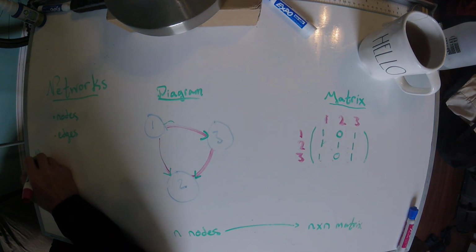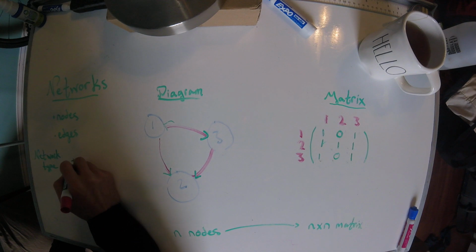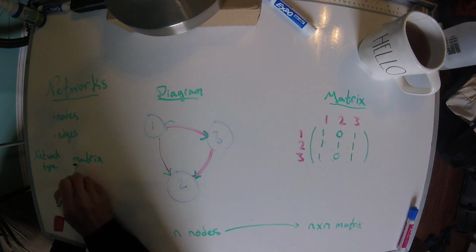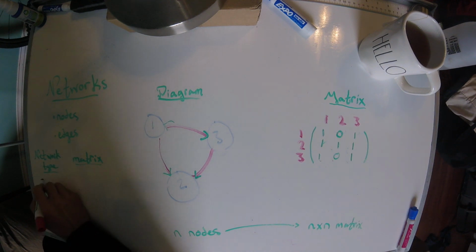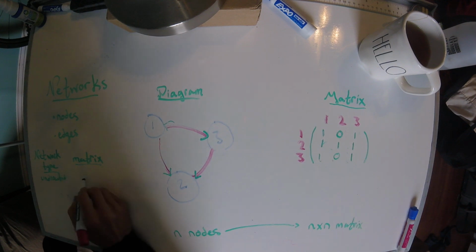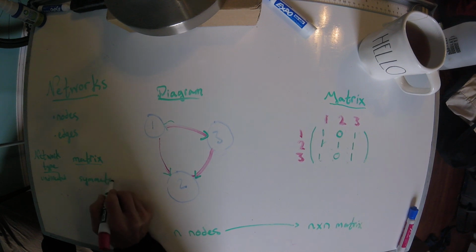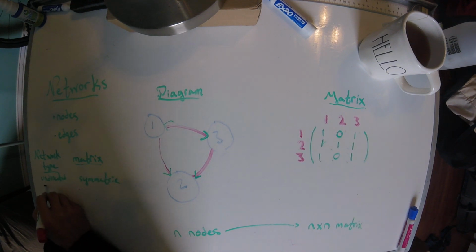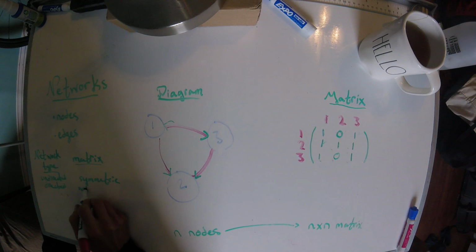So, network type and matrix. If it's undirected, your matrix is symmetric. And if it's directed, then it's not symmetric.